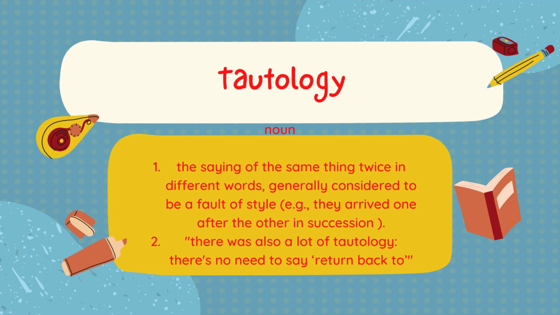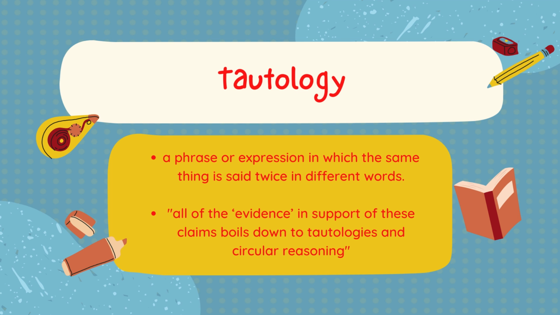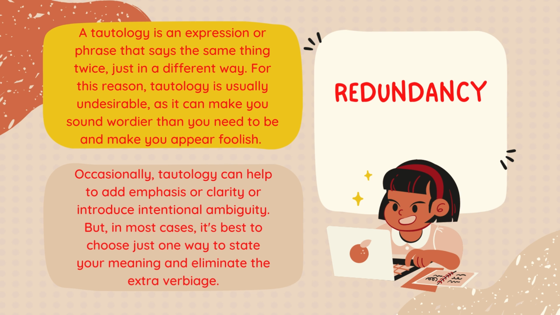Tautology is or refers to the saying of the same thing twice in different words, generally considered to be a fault of style. For example, they arrived one after the other in succession. It also refers to something like there was also a lot of tautology. There's no need to say return back to reasoning. Okay, in short, we refer to tautology as redundancy.